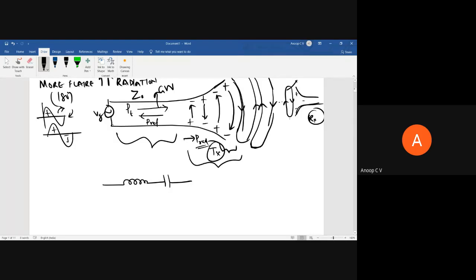So normally, if you have to represent it as an electrical lumped circuit, I should represent it as a resistor, right? And I'll call it the radiation resistance, RR. So this is L, this is C, and this is RR. Whatever power is radiated, you can assume it is dissipated as heat across this RR, the radiation resistance.